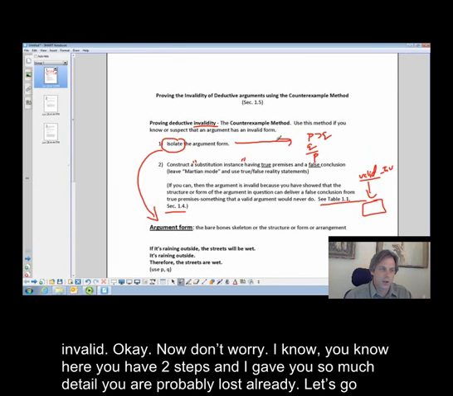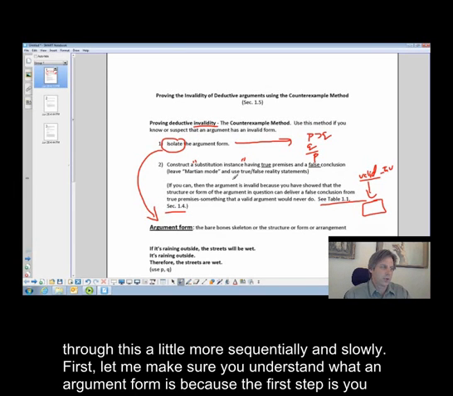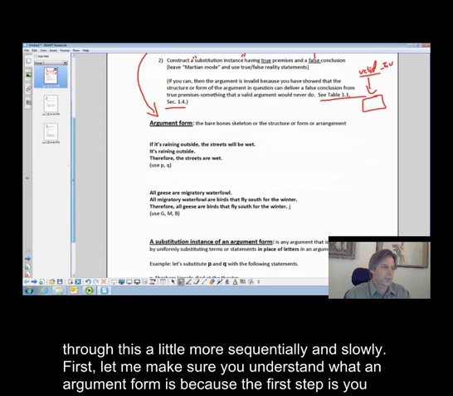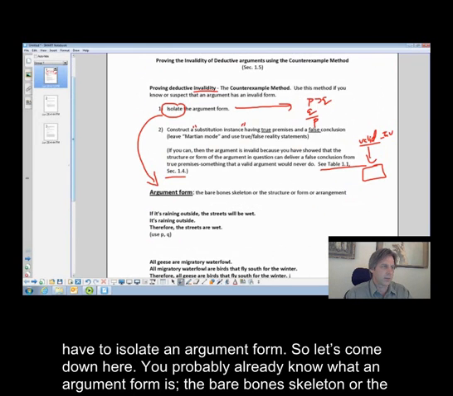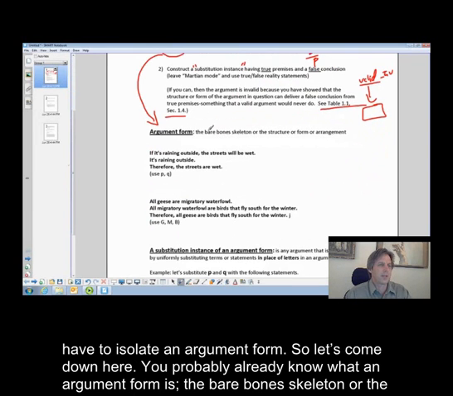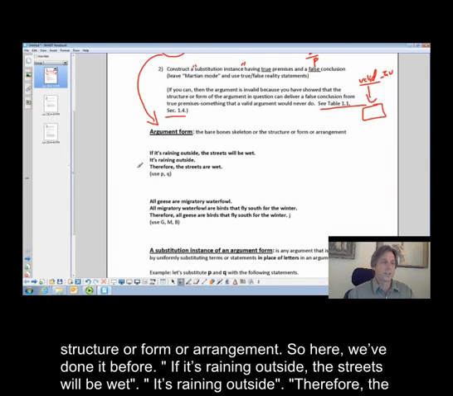Now don't worry. I know here you have 2 steps and I gave you so much detail you're probably lost already. Let's go through this a little more sequentially and slowly. First, let me make sure you understand what an argument form is, because the first step is you have to isolate an argument form. You probably already know what an argument form is: the bare bones skeleton, or the structure, form, or arrangement.